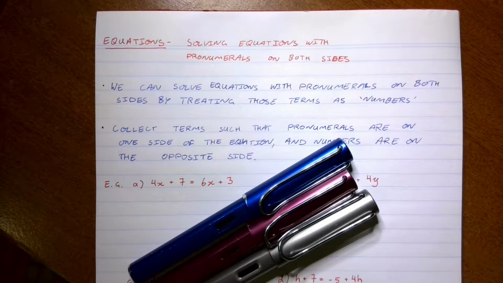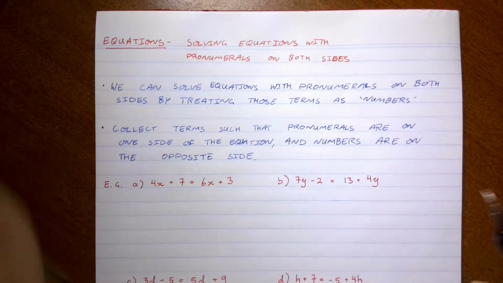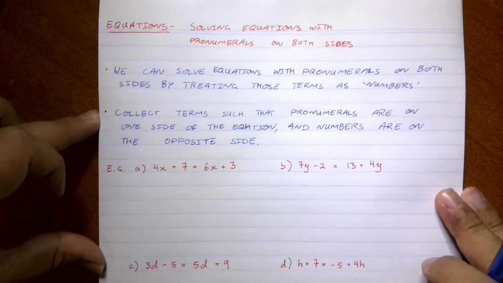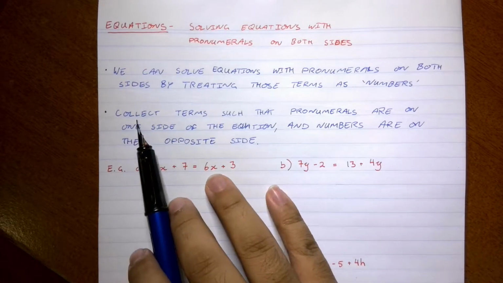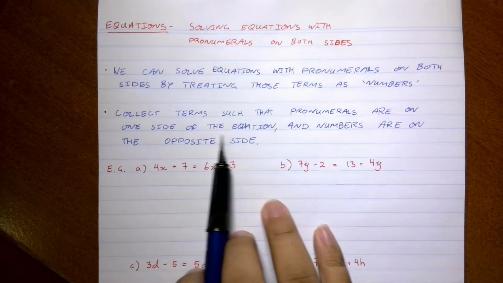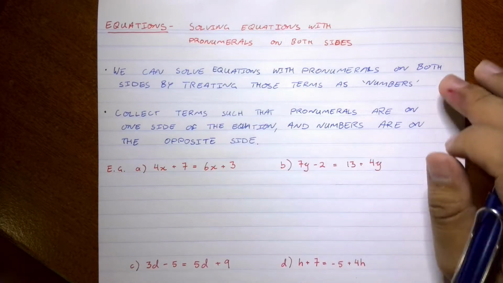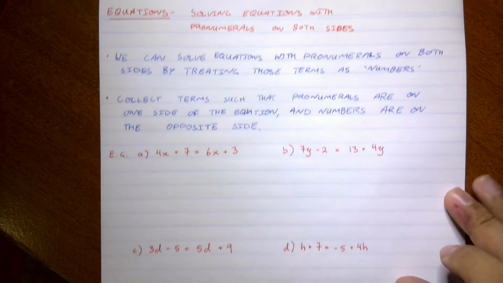In this video we're going to look at solving equations with pronumerals on both sides. We can solve equations with pronumerals on both sides by treating those terms as numbers. You're going to see what I mean about this in a moment. What we must remember is that we should collect terms such that pronumerals are on one side of the equation and numbers are on the opposite side of the equation. These 2 points will make a lot more sense as we get into the examples.